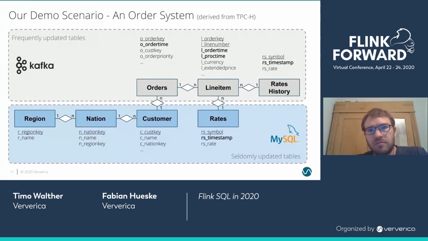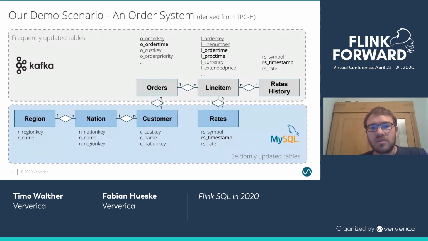The scenario that we're showing is an order system, which we derived from the well-known TPCH benchmark. If you're familiar with that one, you'll find most of the relations look quite familiar. The central entity in this model is an order, where one row in the orders table corresponds to one order. Each order has multiple line items, and an order also, of course, belongs to one customer.